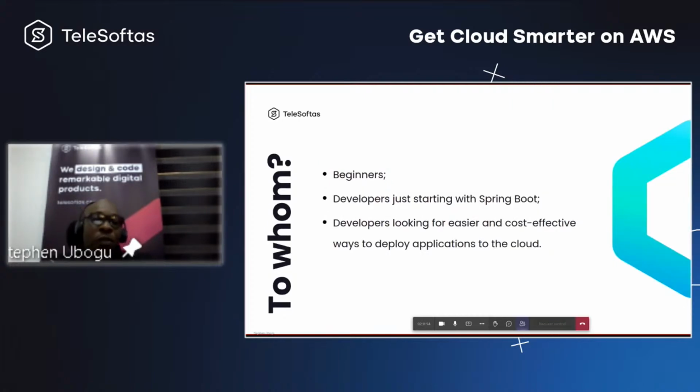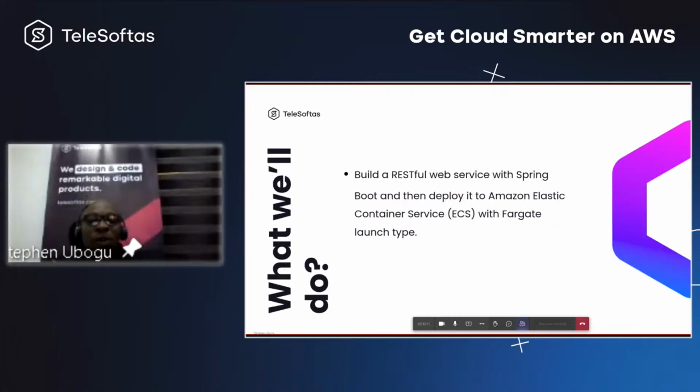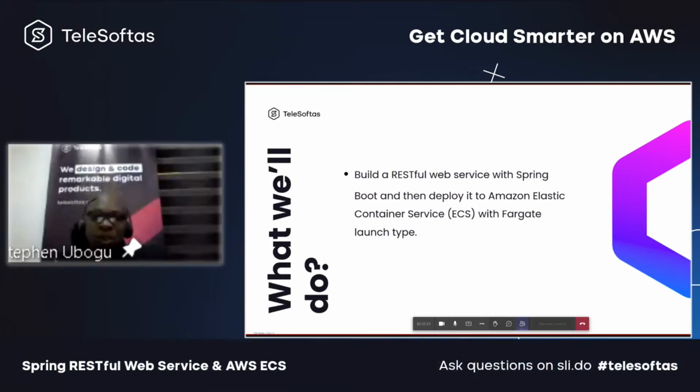If you are new to Spring Boot, or if you are a developer looking for an easier or cost-effective way to deploy applications to the cloud, then this session is going to interest you. What we'll be doing today is building a RESTful web service with Spring Boot. Technically, I won't be building it. I have the code on GitLab, so I'll just pull the code down and do some explanations on it. And in the end, I'll be deploying to Amazon Elastic Container Service, ECS, using the Fargate launch type option.